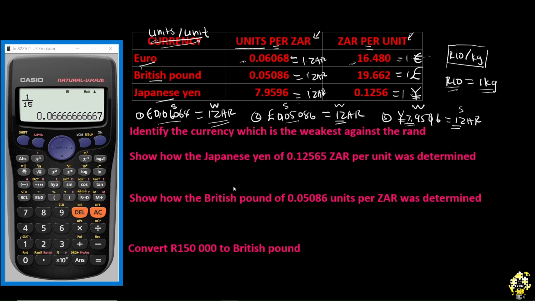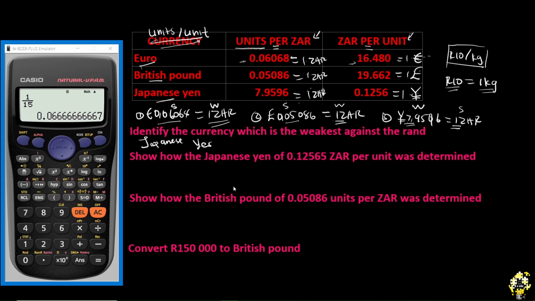So in this regard, the currency which is weakest against the South African rand, you can already tell it's the Japanese yen. So it's the Japanese yen that is weakest against the rand. That's how you solve that.